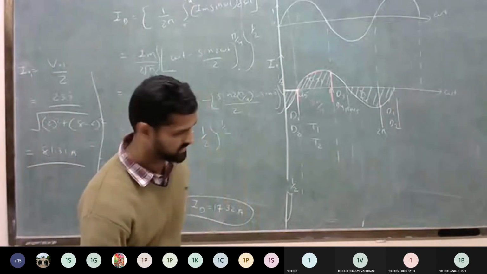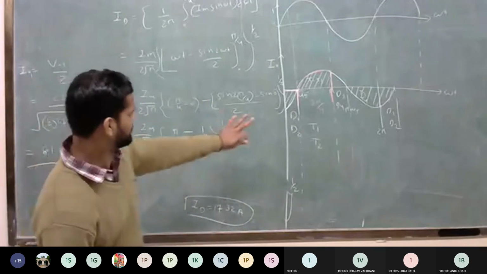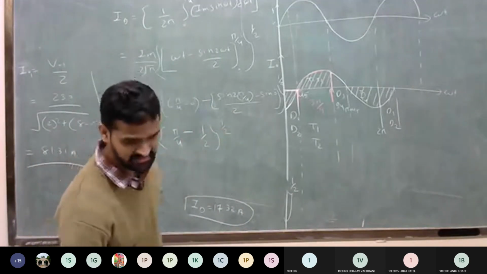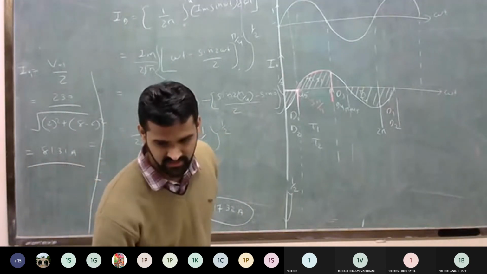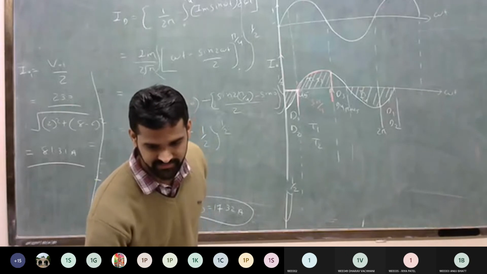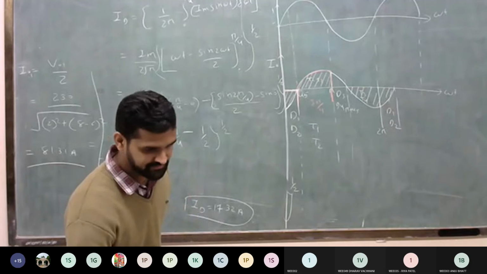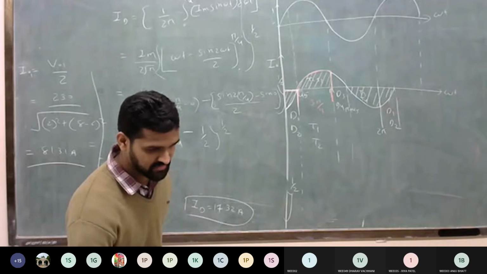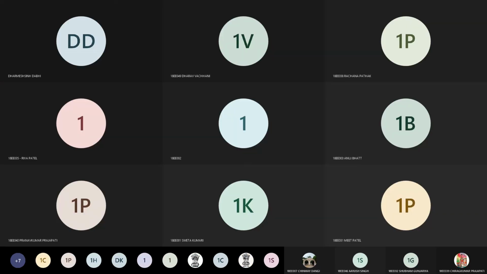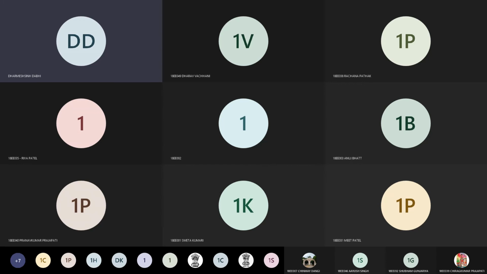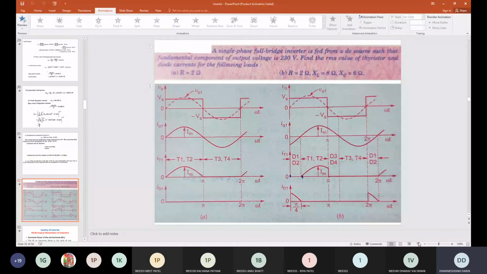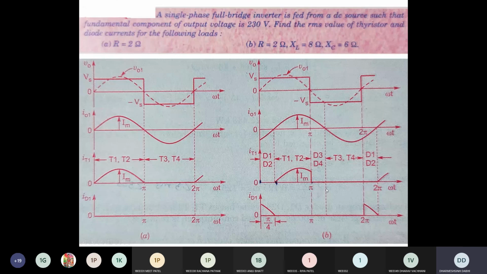Is there any doubt in this example? In the waveform, how we calculate the RMS of thyristor and diode for different load conditions. Clear? All of you? So this example is over. You can see here in the presentation also I drew this waveform. You can understand clearly.